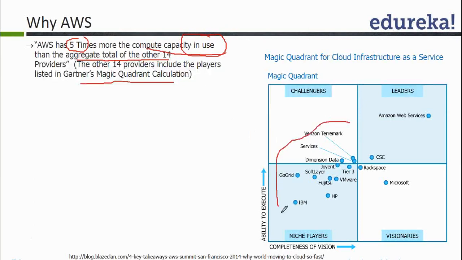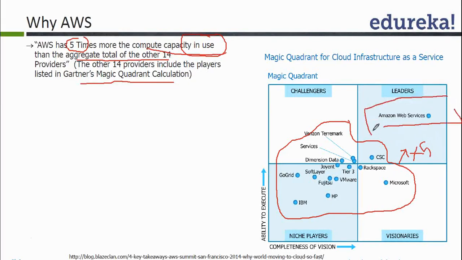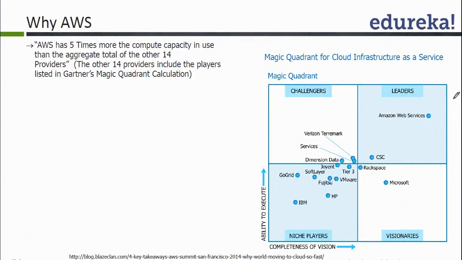So when you compare the other 14 providers, if you combine the total compute which is being used and multiply that by 5, that's where Amazon would come. That's why they have put Amazon in the leaders quadrant every year, leading by margins.